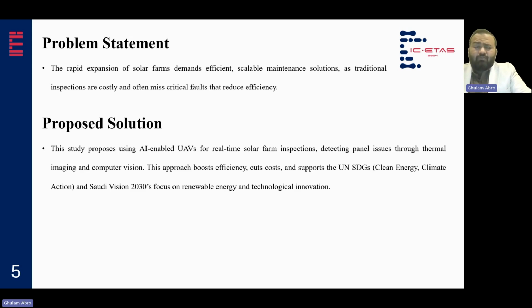Before moving to the solution, let me briefly define the problem. The rapid expansion of solar and the several faults that arise put us in a condition where we have to come up with a technique that can address all of these issues. And of course, AI is one of the tools that we can deploy.